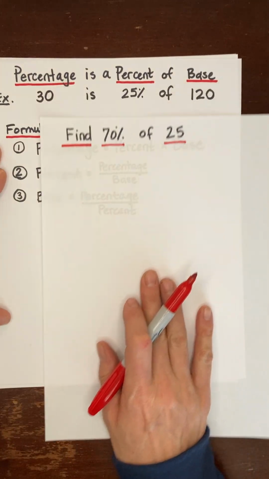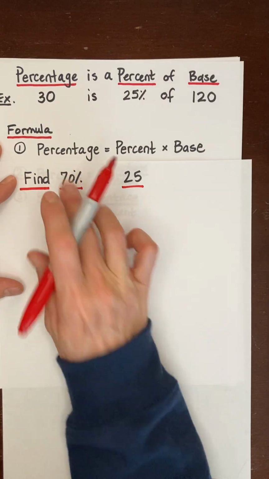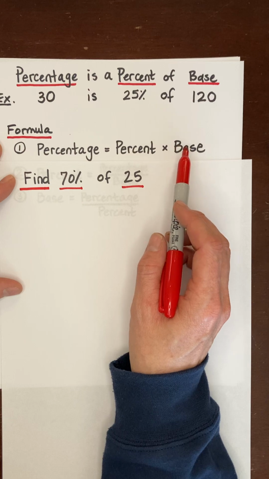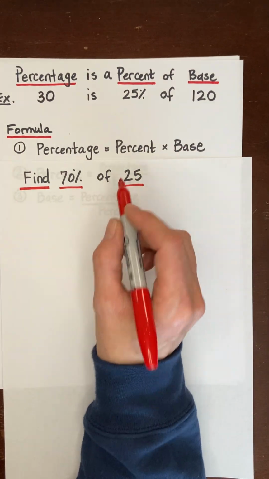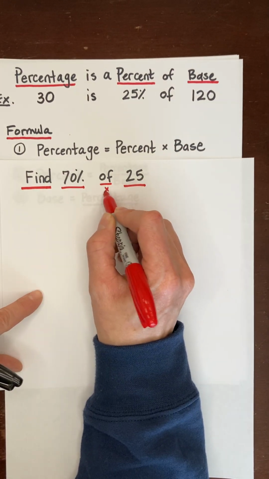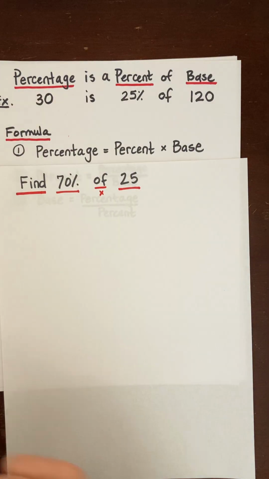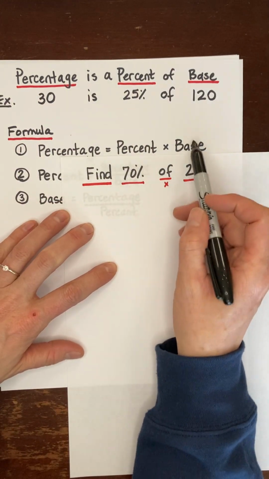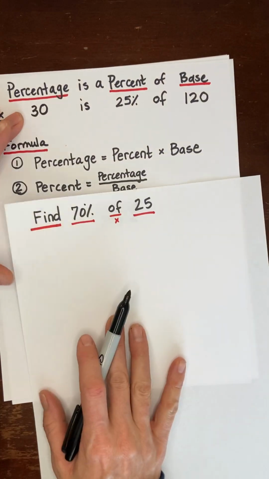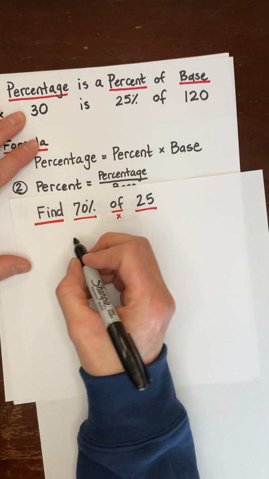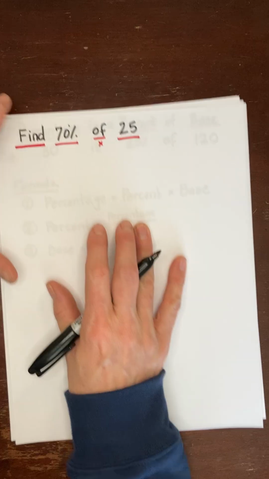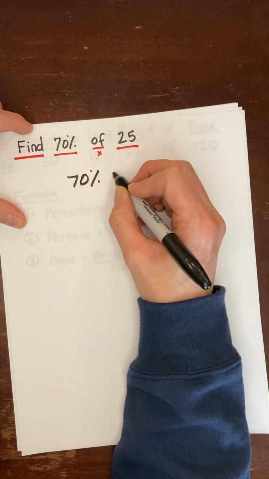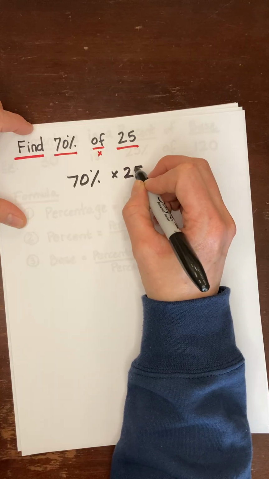So I'm going to look at my formula for percentage. Percentage equals percent times base. Anytime we see this word of, that means to multiply. All right, so we're going to match it up here. Percent times base. So we're going to have 70% times 25.